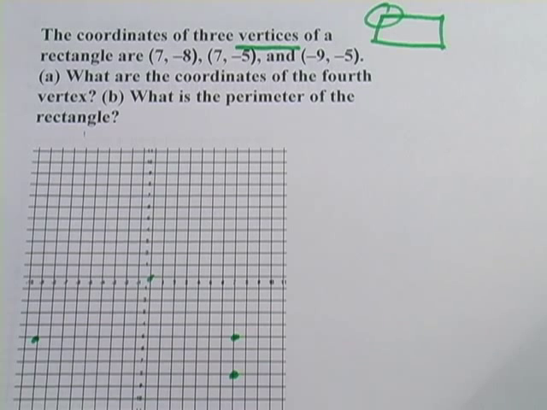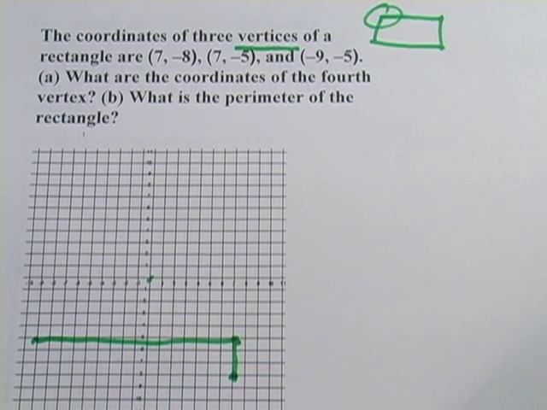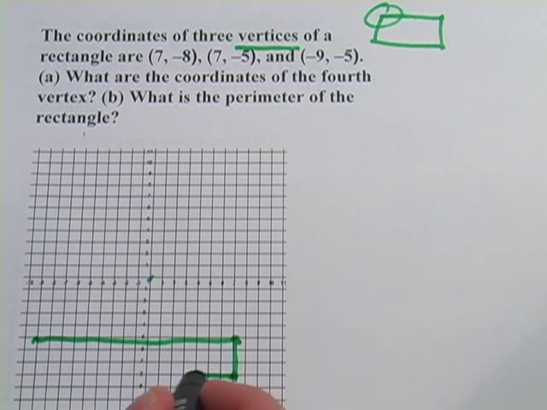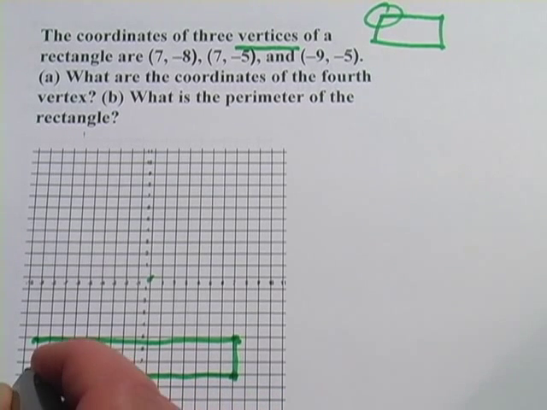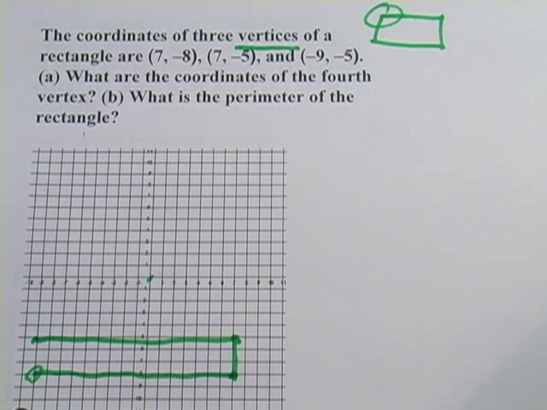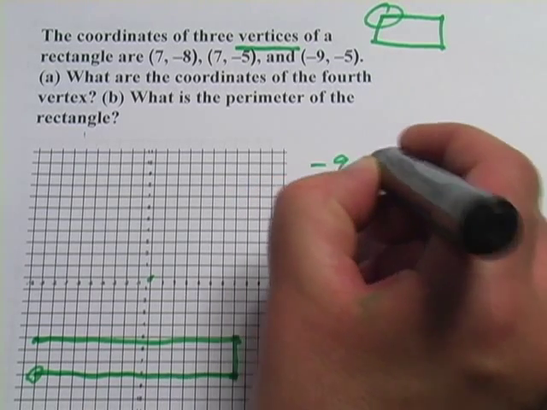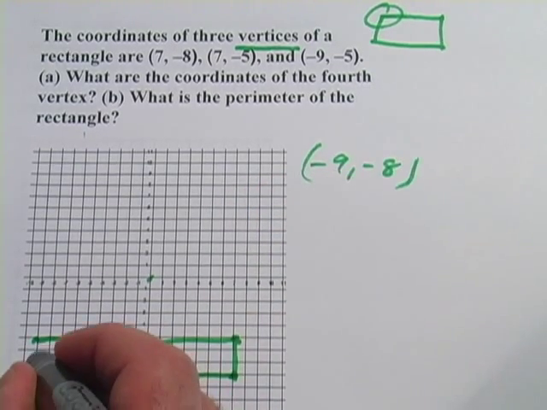Now if we start connecting the dots on these, you'll see it's pretty obvious that we have a rectangle here, right? And that fourth vertex is going to be, boom, right here. And that is -9 on the x and -8 on the y. So (-9, -8). And I'm reading that just right off the graph.